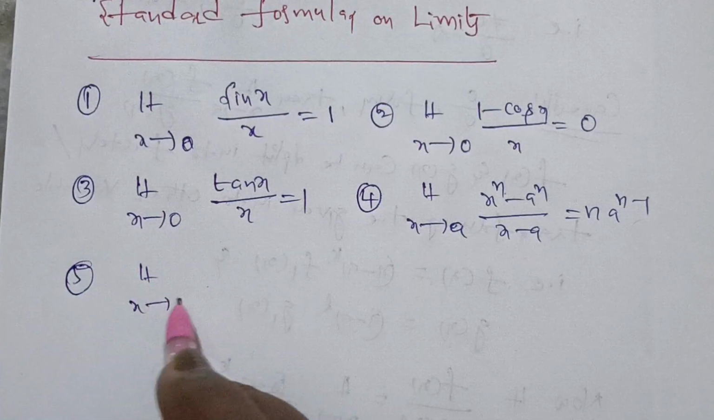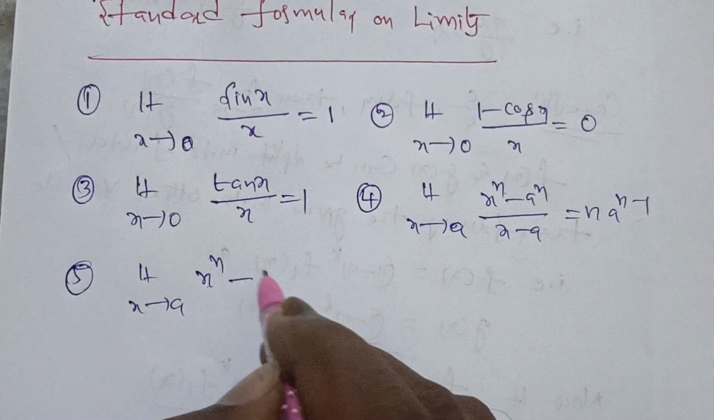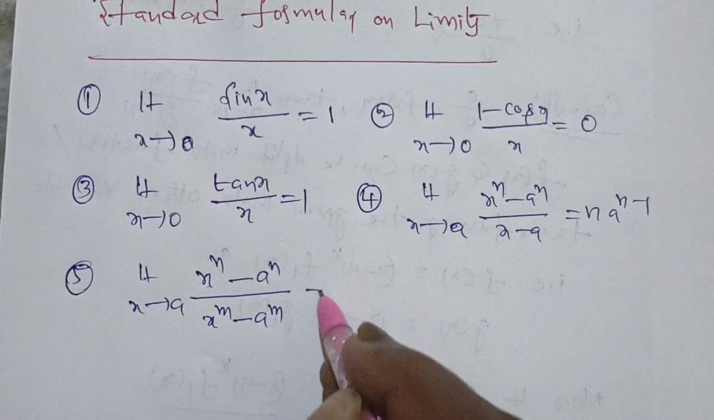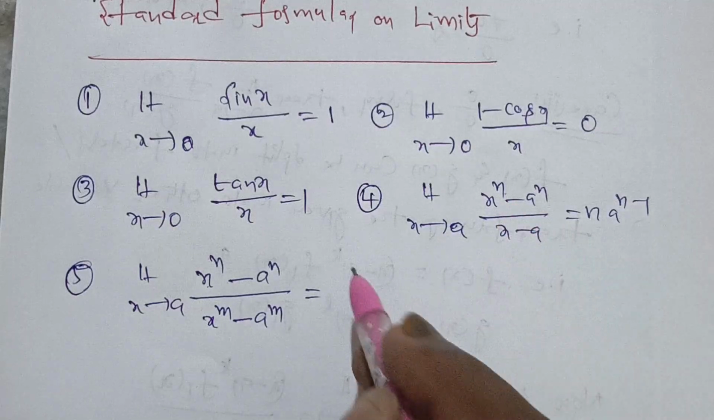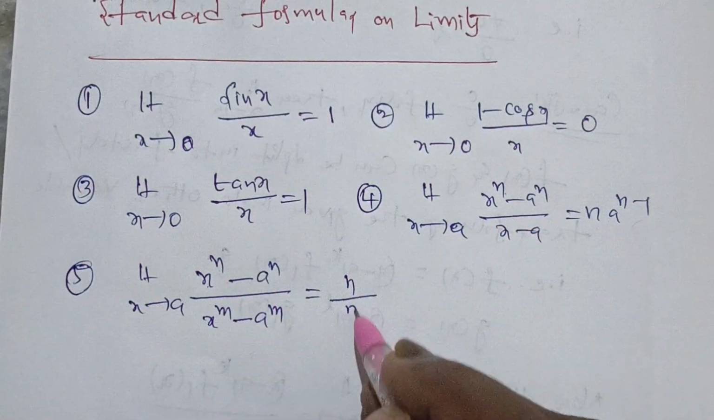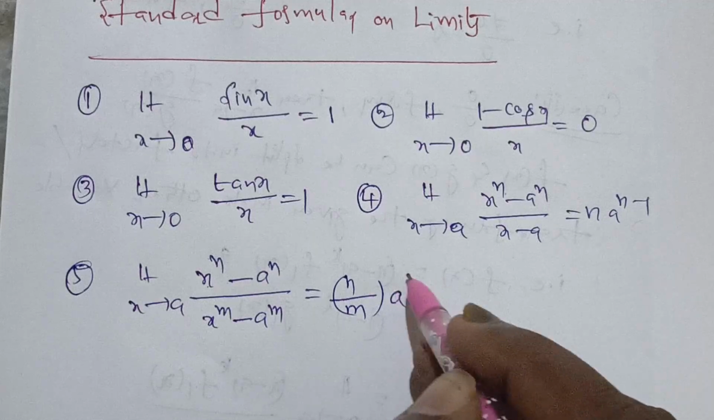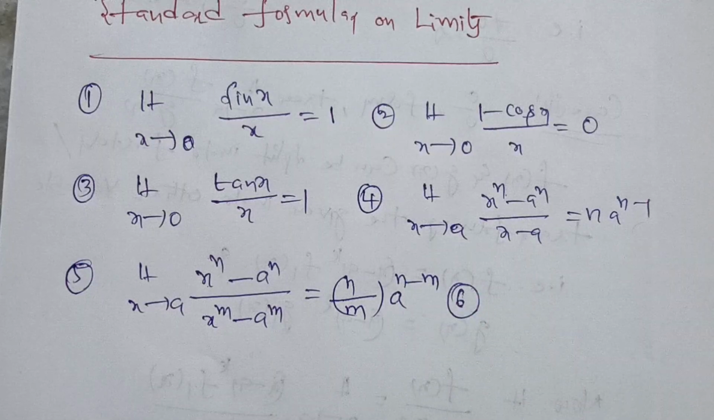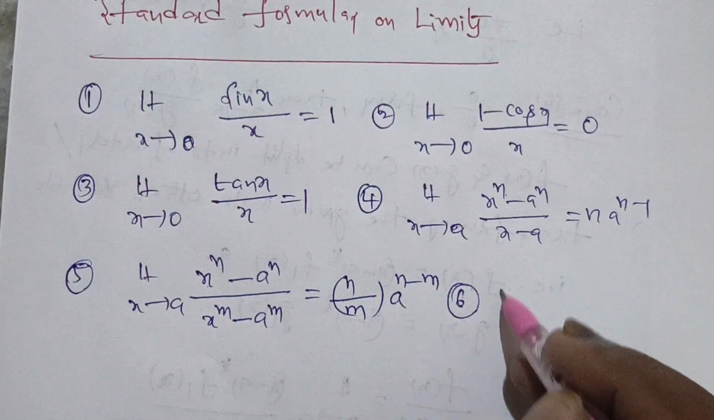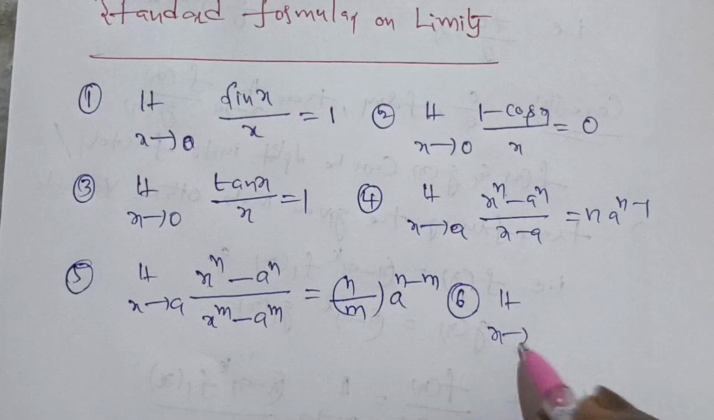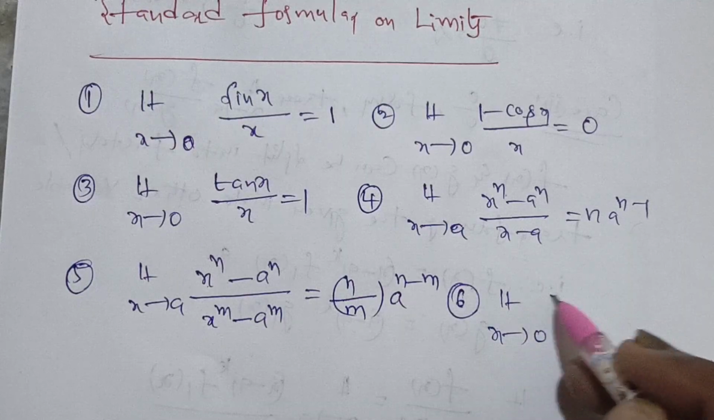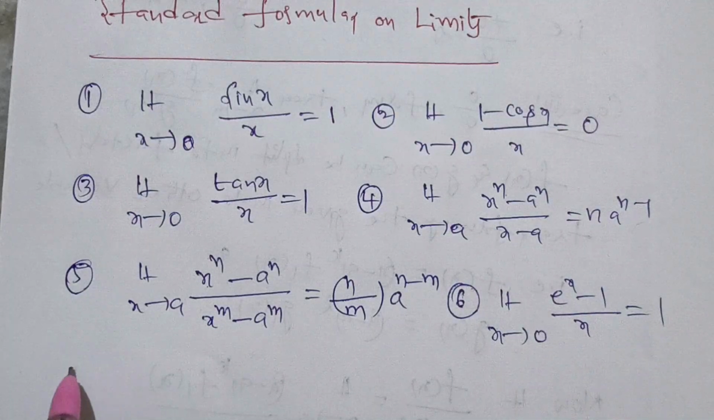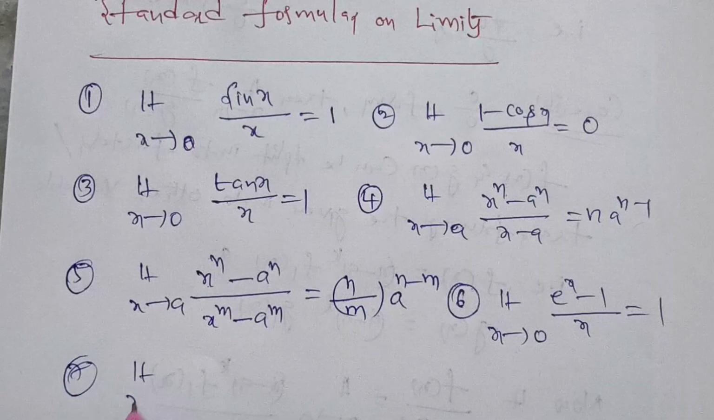Fifth one is limit x approaches a of x power n minus a power n by x power m minus a power m is equal to n by m into a power n minus m. And sixth standard formula on limits is limit x approaches 0 of e power x minus 1 by x is equal to 1. This is on the exponential function.